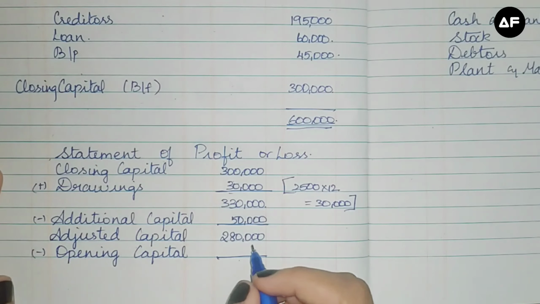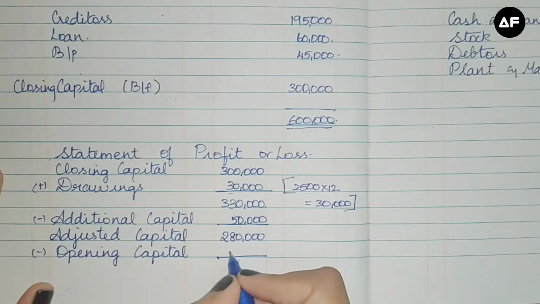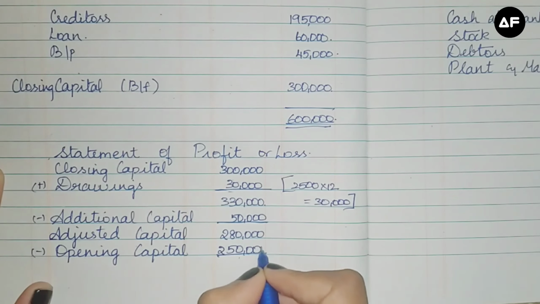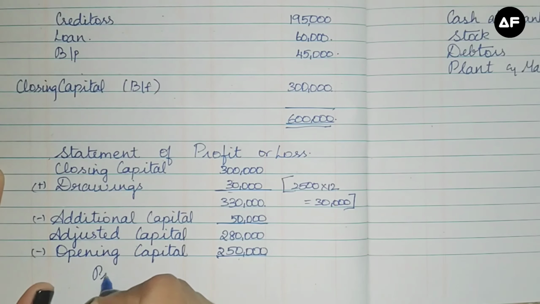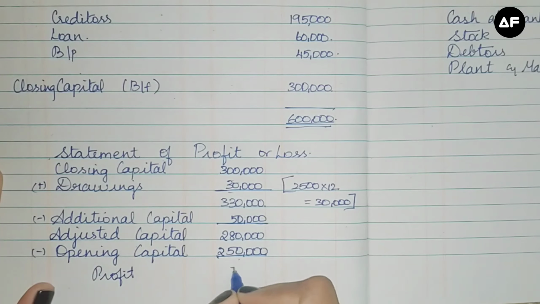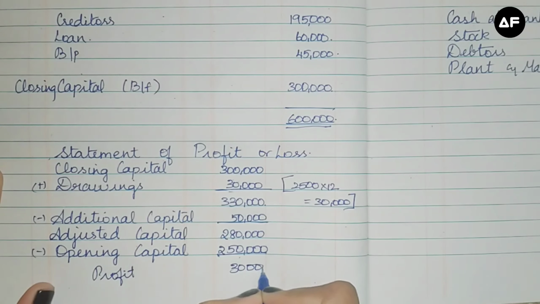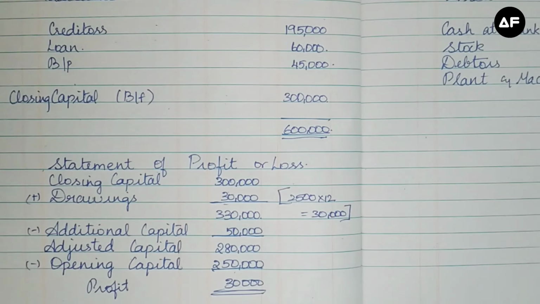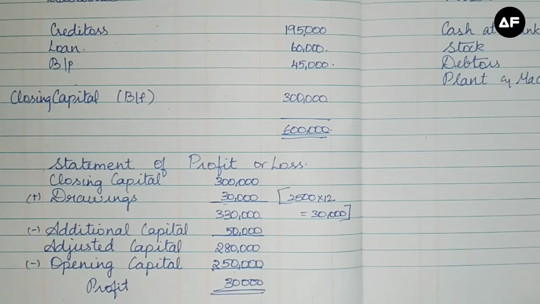Finally, my opening capital from the statement of affairs as on 1/1/2018 was 2 lakh 50,000. When I subtract that from the adjusted capital, I get a profit of 30,000. So this is the second way of doing the statement of affairs when both the capitals are not given.